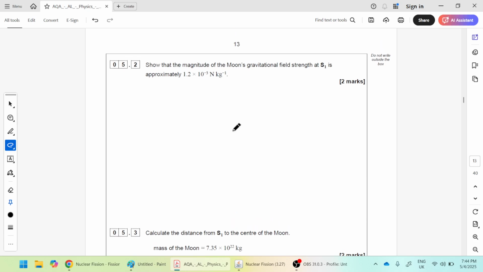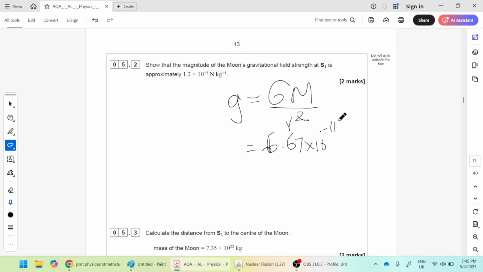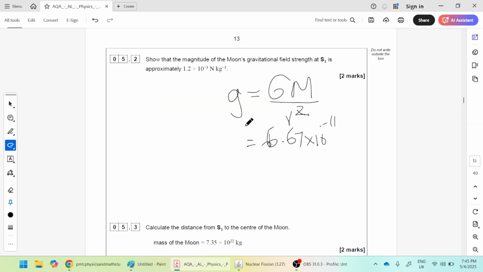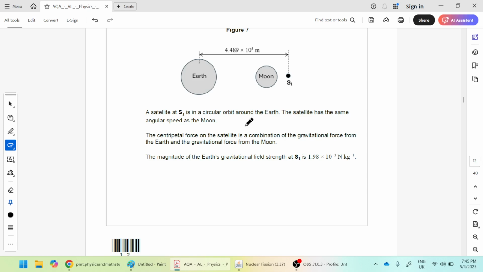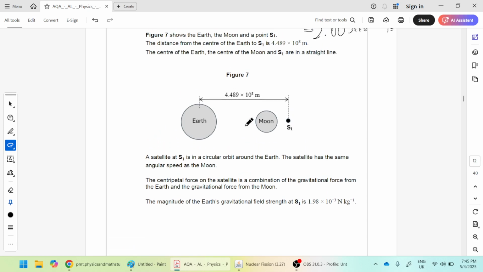The magnitude of Earth's gravitational field strength at S1 is given, and we need to find the magnitude of the Moon's gravitational field strength. So gravitational field strength is very straightforward: g equals GM over r squared. It's a matter of calculating it. And that would be 6.67 times 10 to the power minus 11 times 10 to the power, where's the mass of the Moon? Huh. Why isn't the mass of the Moon given? That's very weird.